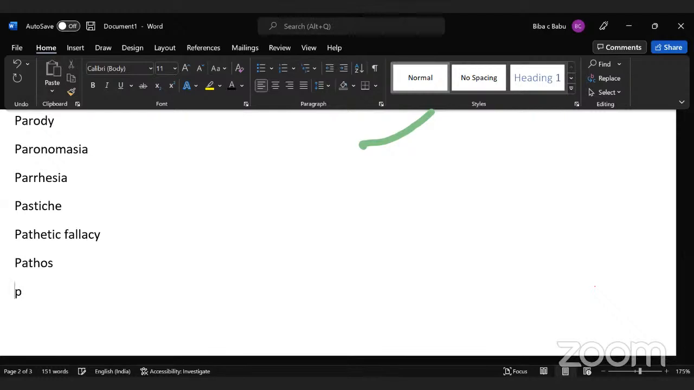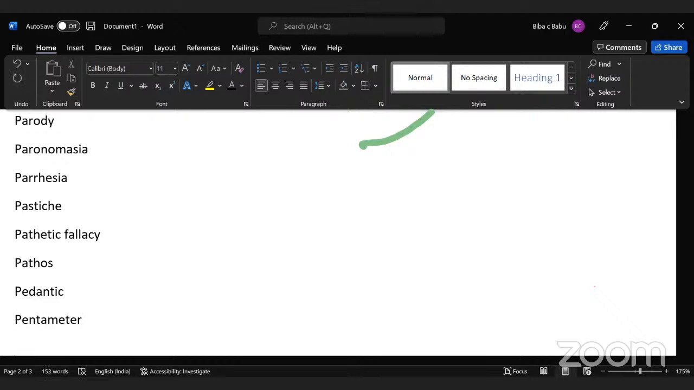Next is pedantic. Pedantic is an excessive concern with correctness. If someone is so concerned with precision and correctness, it is called pedantic. There will be some people in your life who, when you make a mistake, will say that this is a mistake, you are not supposed to do this, you are supposed to do that. People who correct you always, people who want everything to be correct. That is pedantic.